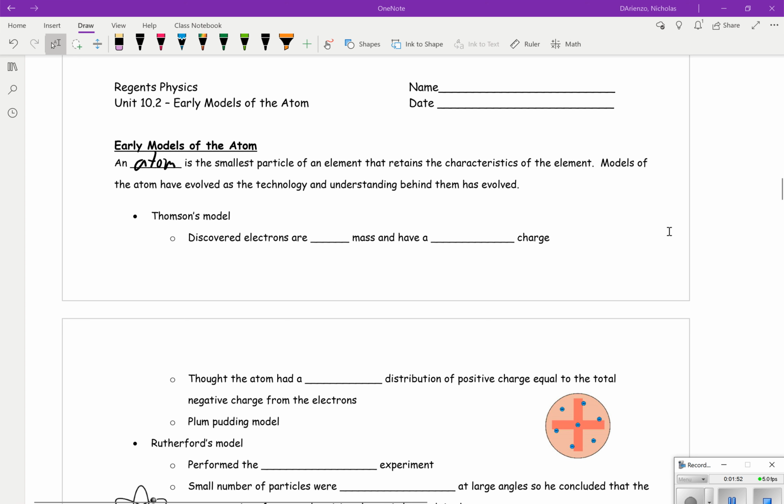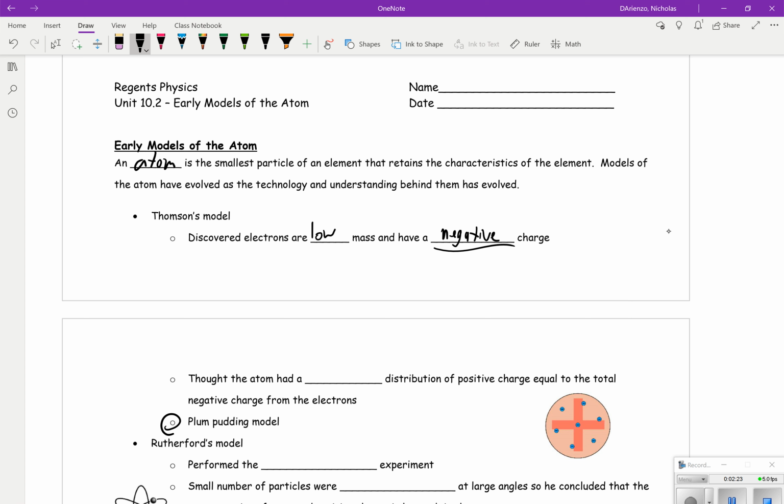So one of the earlier models that we'll talk about is the Thomson model. You might remember this as the plum pudding model. And really, Thomson discovered that electrons are very low mass and that they have a negative charge. This is one of the first times that we've come to understand that electrons are an actual particle and that they have negative charge.